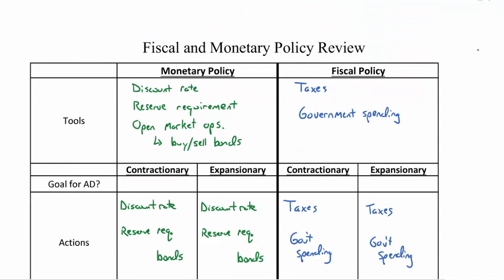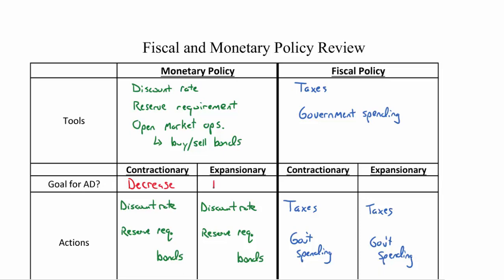To begin, monetary policy is an adjustment of the discount rate, the reserve requirement, or buying and selling bonds, which is open market operations. And fiscal policy is changing the levels of taxes and government spending. Really quickly, if we're going to pursue contractionary monetary policy, we're going to want to decrease aggregate demand. I'm going to fill this in here. And if we're going to pursue expansionary monetary policy, we're going to want to increase aggregate demand.